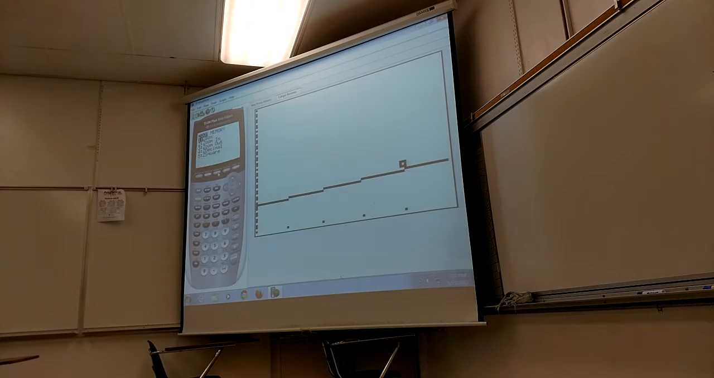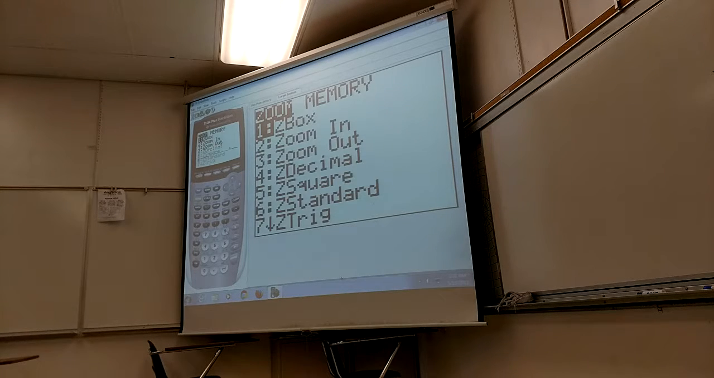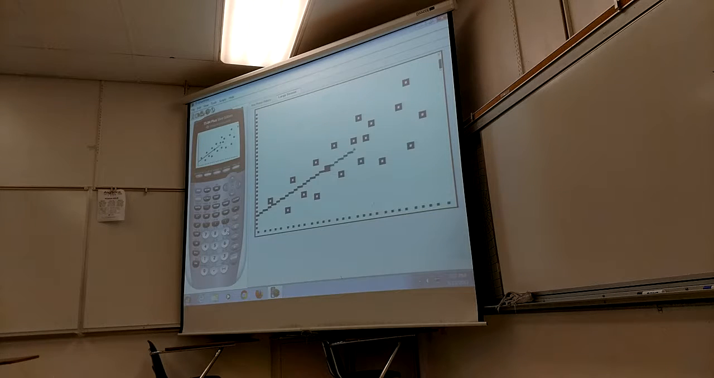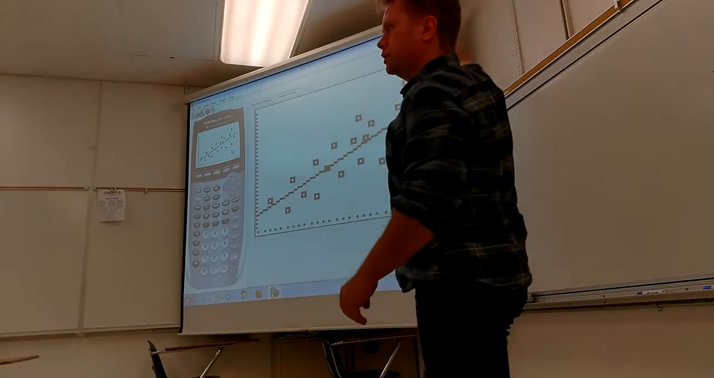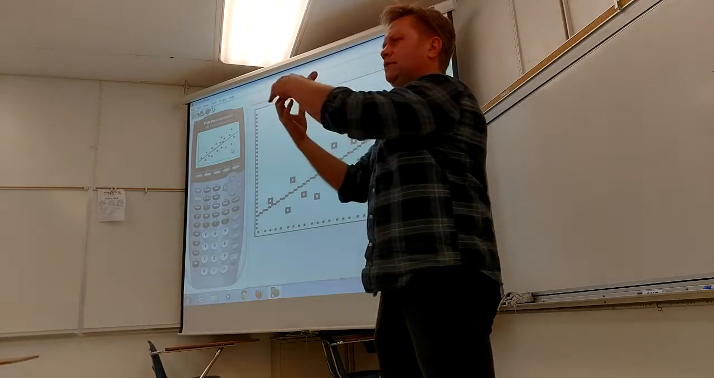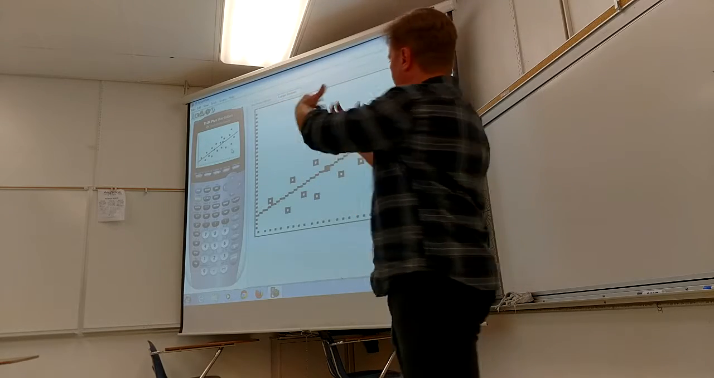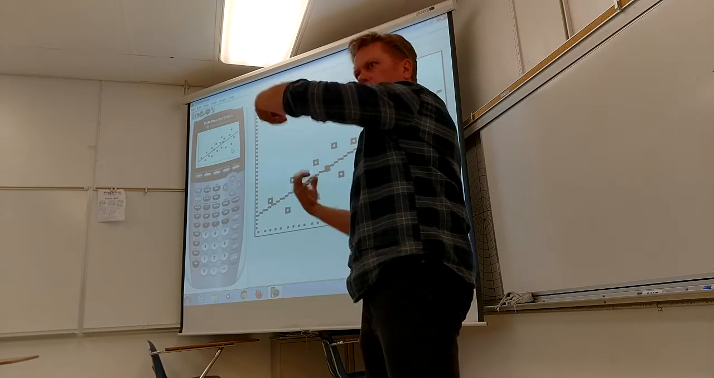Zoom. I like zoom. For most of you, it should be 9. But double check to make sure. There might be more stuff in your zoom list. So that looks about right, doesn't it? And you can see why it's 0.73. It's decently strong. Everything is going in that direction. But it's not like 0.8, 0.9, 1.0 because the points are kind of a little far away from the line.